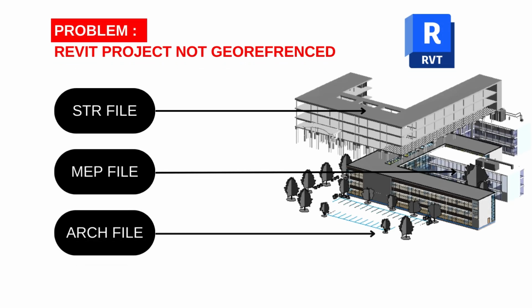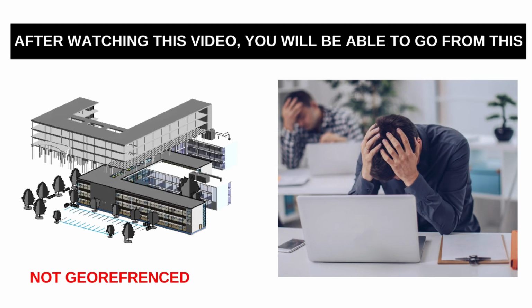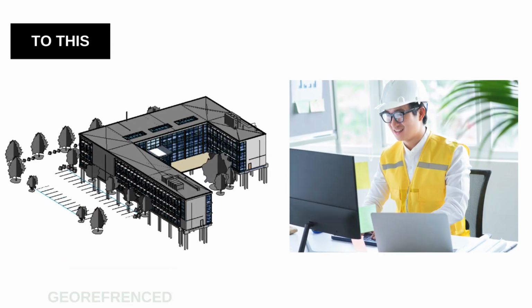Today, we're diving into a crucial topic for Revit users: georeferencing your Revit projects. We'll explore how to use a DWG survey file to ensure your project aligns with real-world coordinates, and how to create a Revit site that facilitates collaboration in a shared coordinates environment. Whether you're a seasoned Revit user or just getting started, understanding georeferencing is essential for accurate and efficient project management. After watching this video, you will be able to go from this to this.